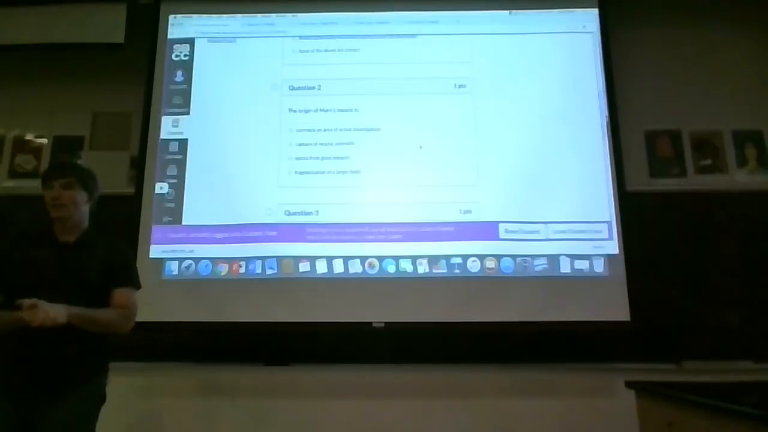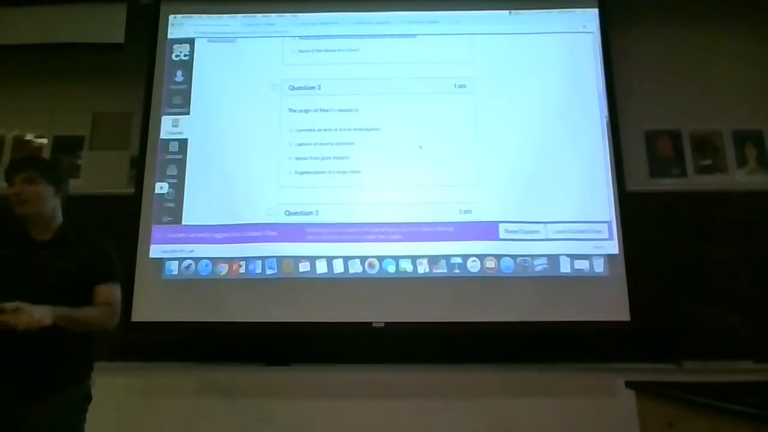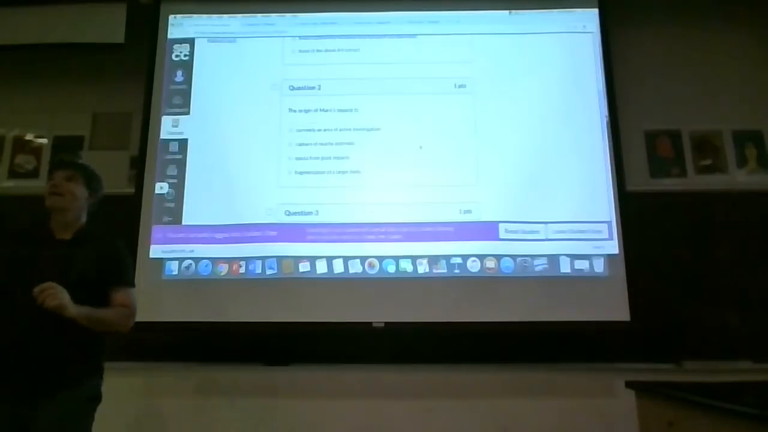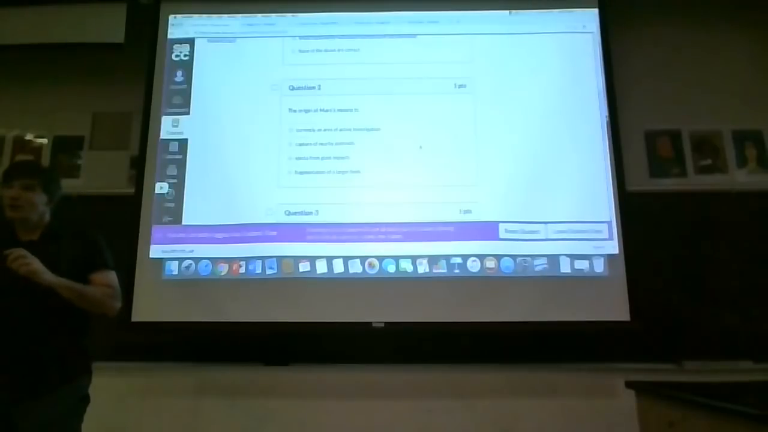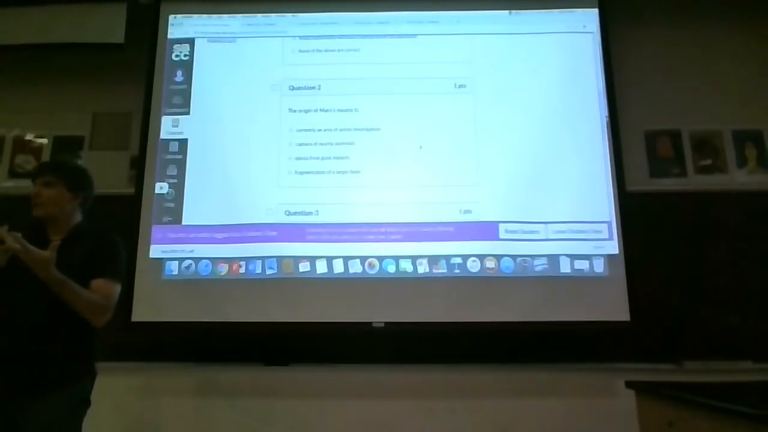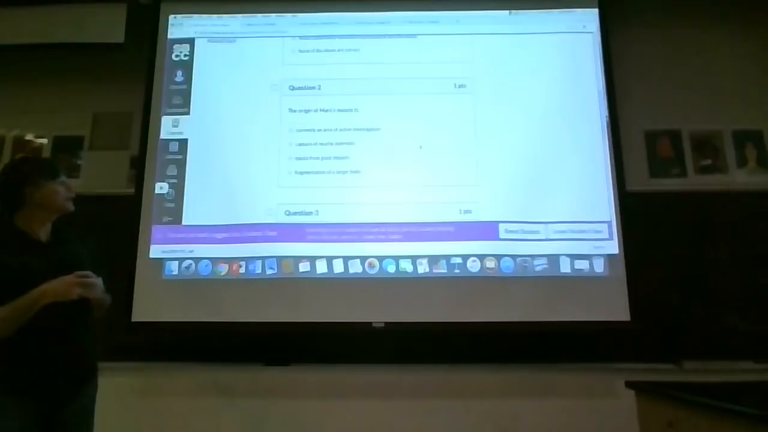A circular orbit. And so when you hear capture, do you think circular orbit? No, you think highly eccentric, elliptical orbit, right? So circular orbit doesn't go with capture. They don't work together. All right, so which one is right? It is currently an area of active investigation.